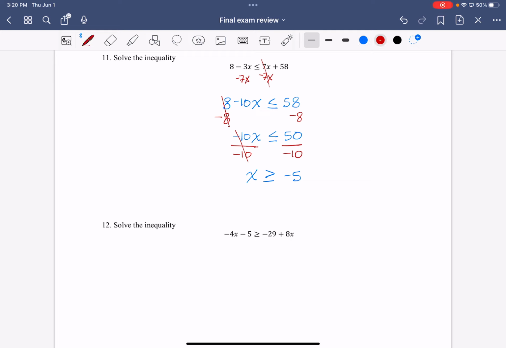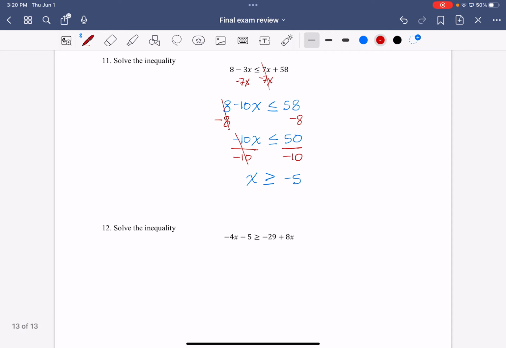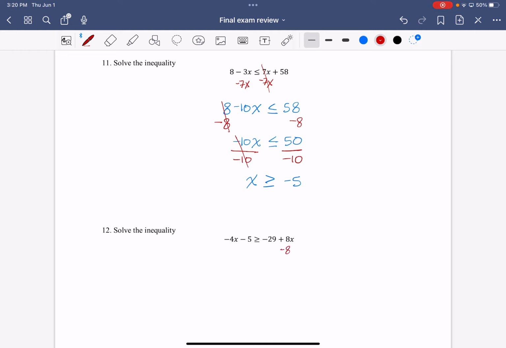All right, and we have one more. Similarly, solve the inequality: negative 4x minus 5 is greater than or equal to negative 29 plus 8x. Again, personally, I like to work with my x's first. We need x's to only be on one side of the inequality. So I'm going to subtract 8x from both sides of the inequality. So that way those 8x's cancel. Negative 4x minus 8x is negative 12x. Bring down the minus 5, the inequality, and the negative 29.